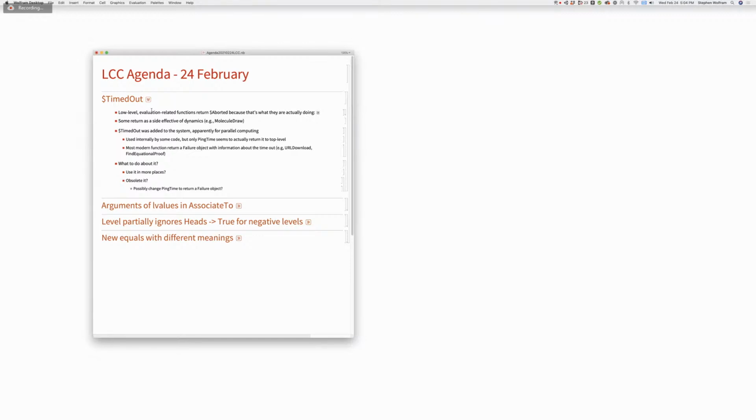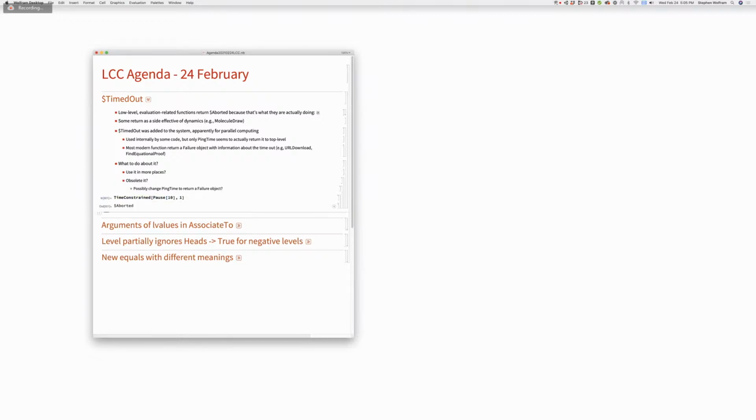And we briefly started talking about this last time, right? So low-level evaluation-related functions return $Aborted. So let me actually start at the beginning. $TimedOut was documented in version 7. But I think the only function that we have found that actually returns it is PingTime.